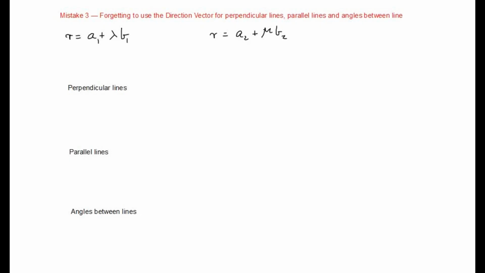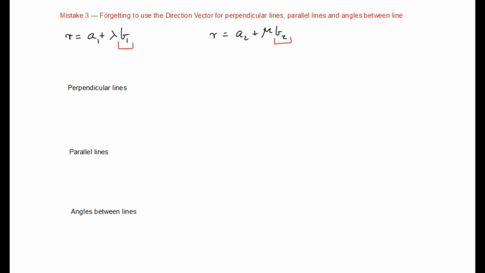Mistake 3 has to do with forgetting to use the direction vector for perpendicular lines, parallel lines, and angles between lines. Now, first of all, what is a direction vector? So this portion here, b1, which is attached to lambda and in this case mu, is called the direction vector, and it represents the direction of the entire line.